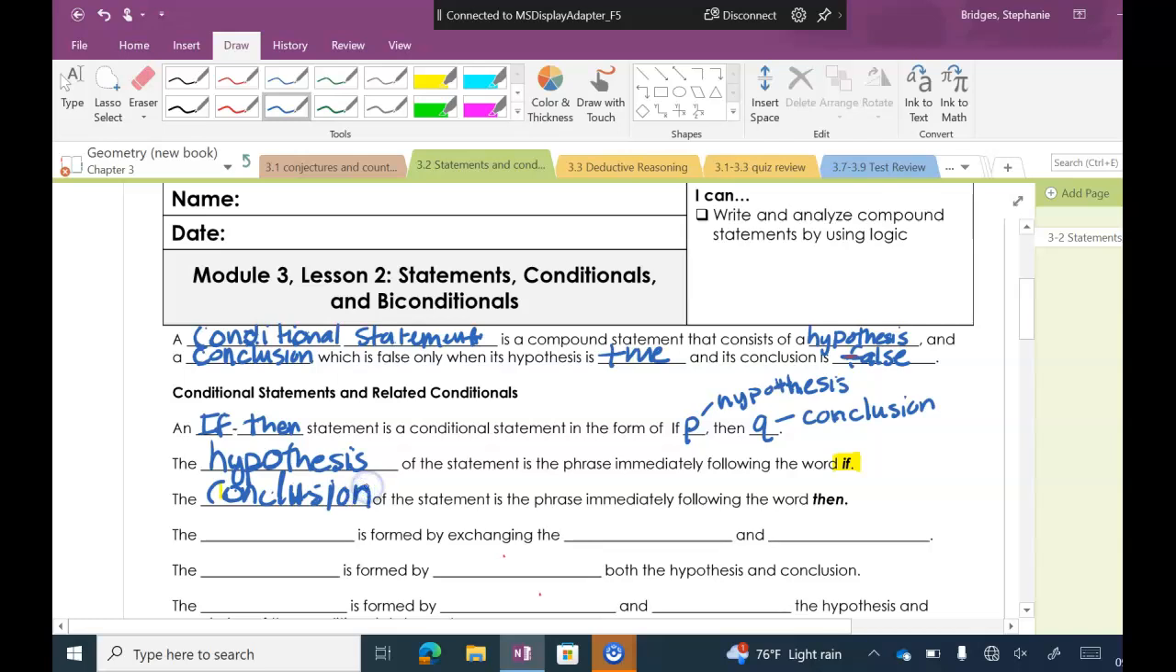The conclusion, that's very messy, sorry, is the statement that comes directly after the word then. So if the hypothesis, then the conclusion. And it's important that you know that because we are going to write some related conditional statements based off of the hypothesis and the conclusion.